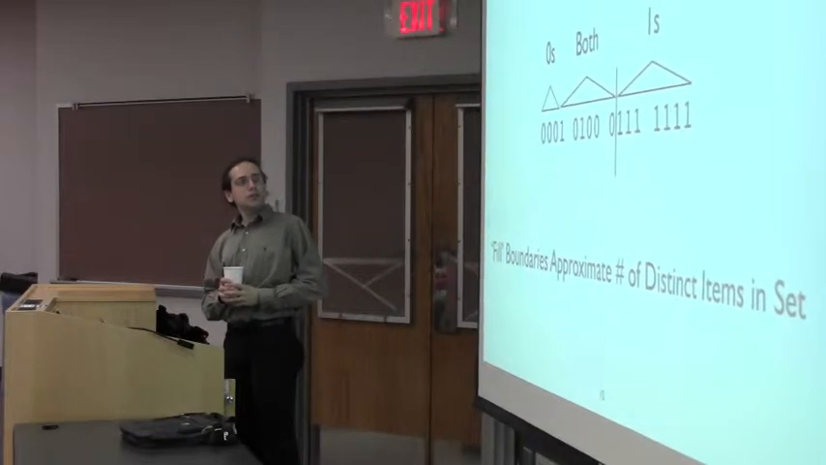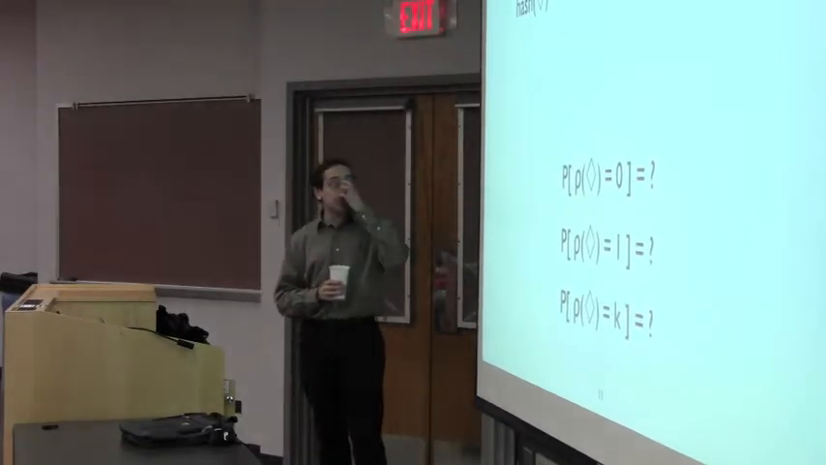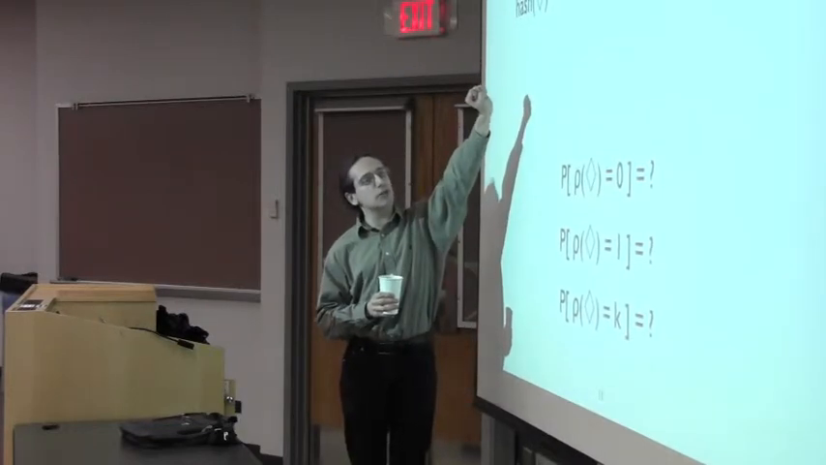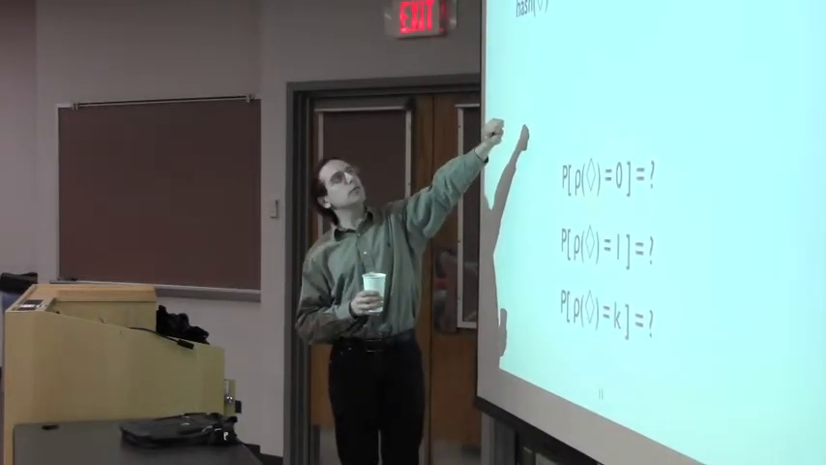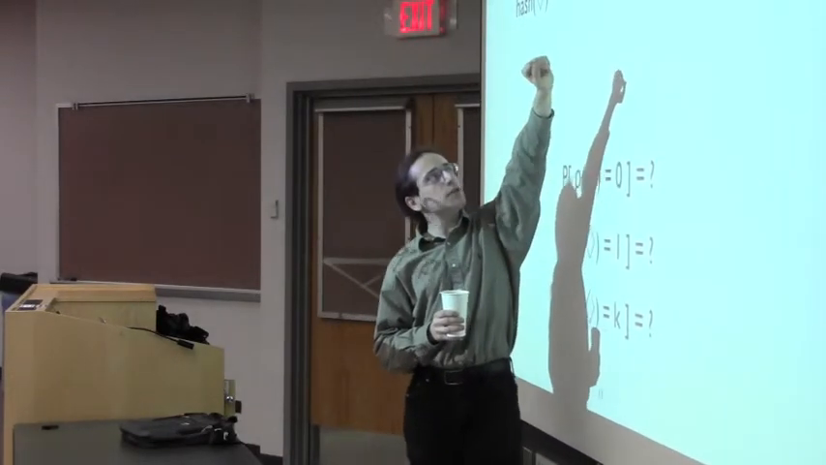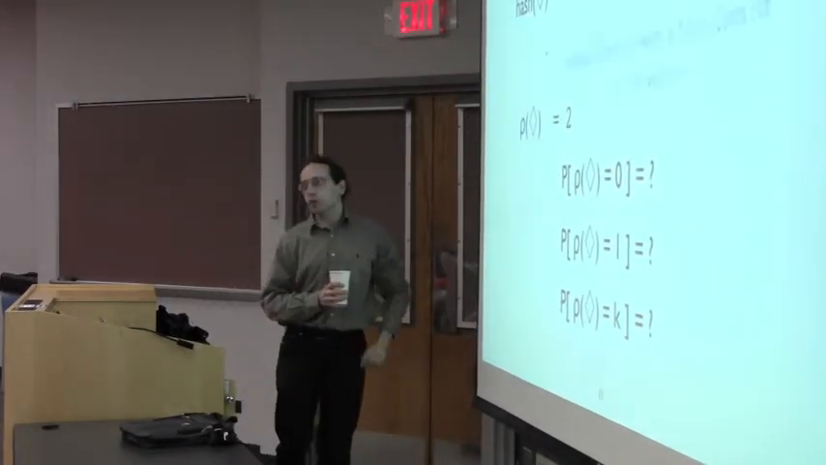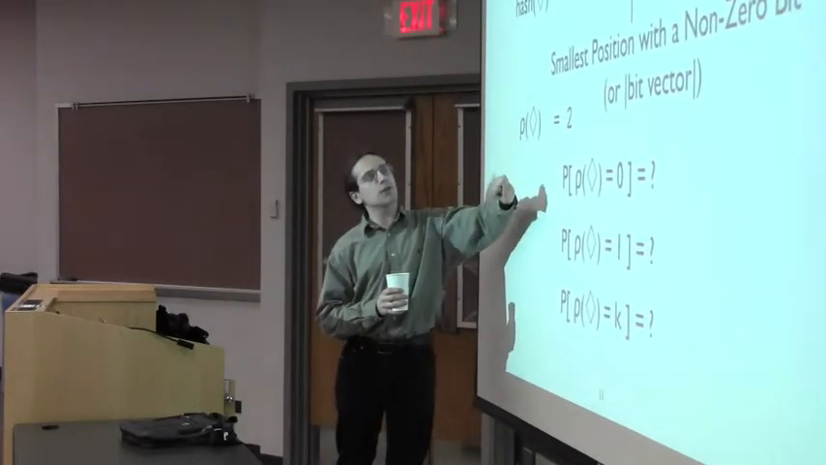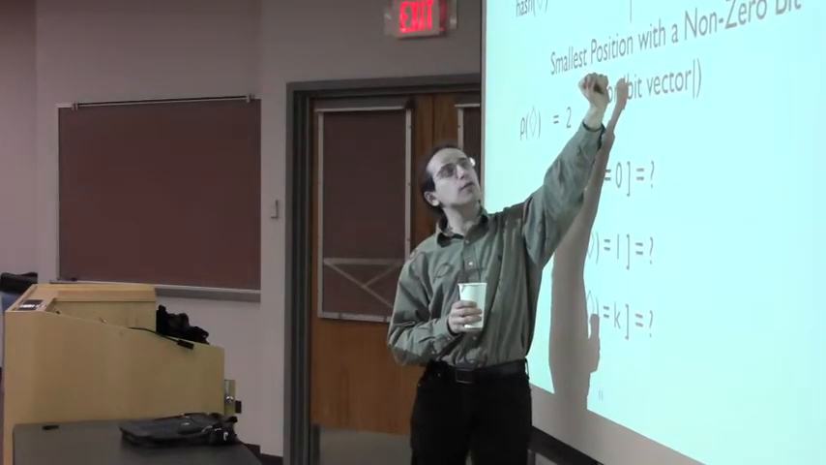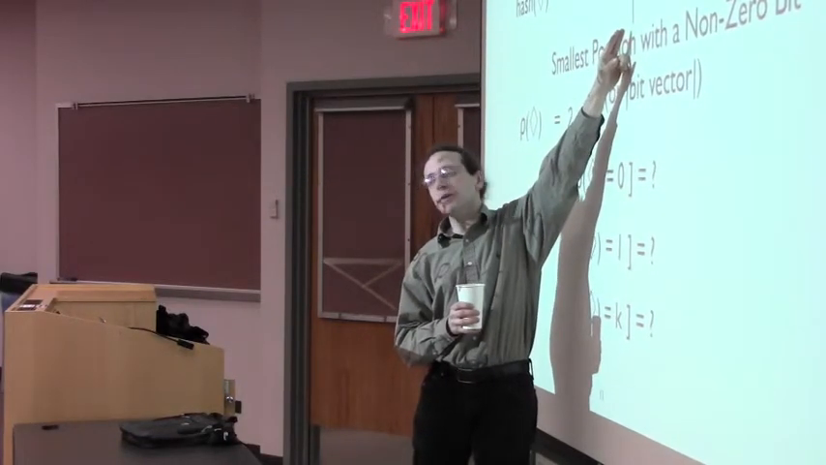Okay, that's sort of the intuition. It may be a little confusing, but bear with me for a couple of slides. We've already talked about hashes, and if we take the hash of some object, it's going to produce a number of zeros and ones. Now, we're going to define a function called rho, and the value of that rho is going to be the lowest index of a bit in this bit vector that has something other than a zero.